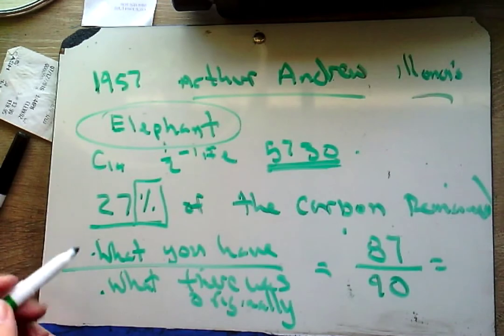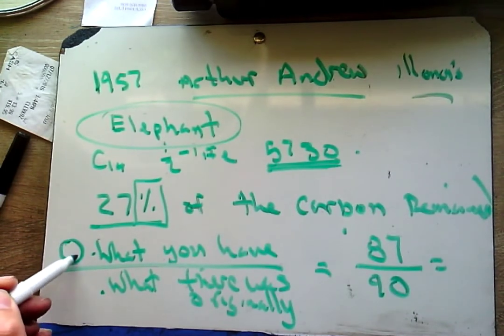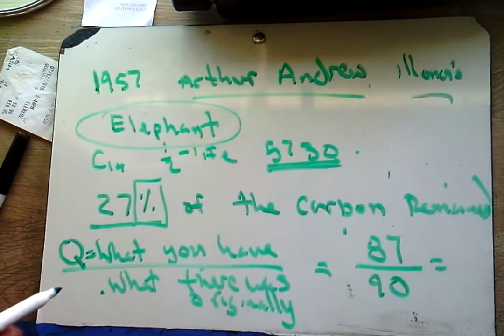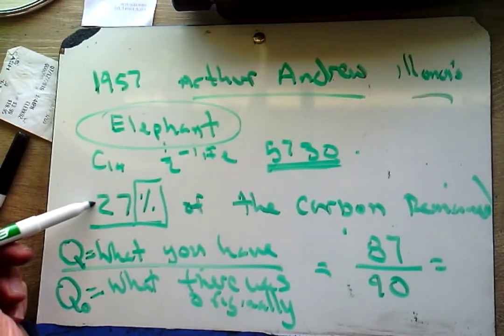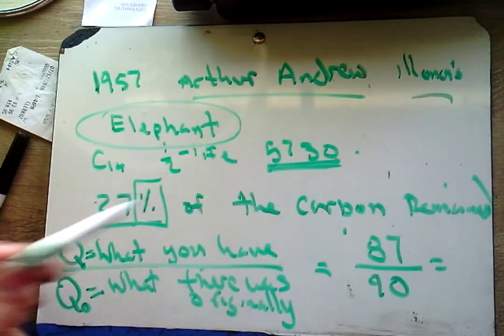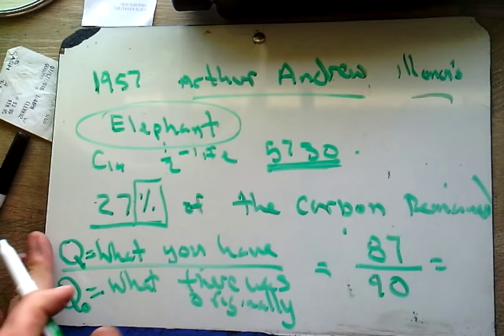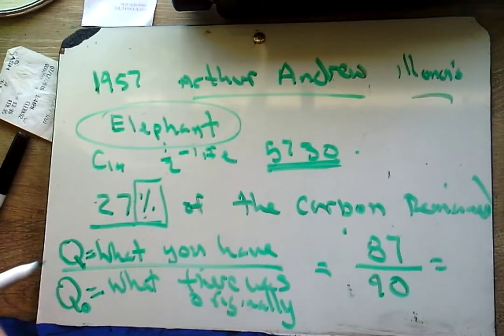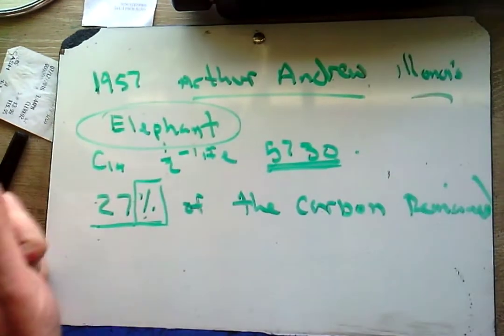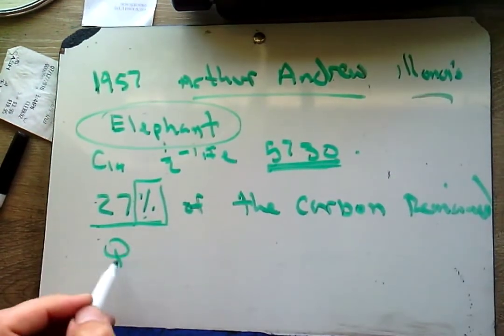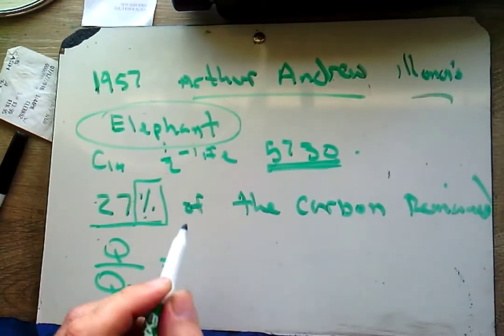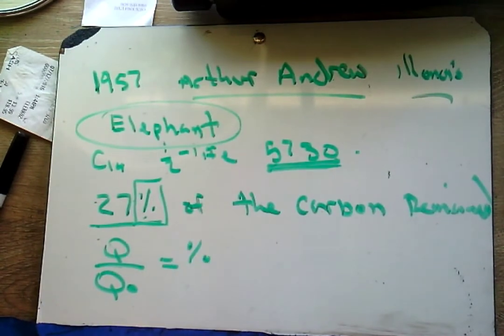Okay? So really, percent is just what you have over how much there was originally. Or we could say what you have is Q, and what you have originally is Q sub O. So in a problem like this, where we're told 27% of the carbon remains, well, we can think of that word percent as being Q over Q sub O. So I know that Q over Q sub O means percent.